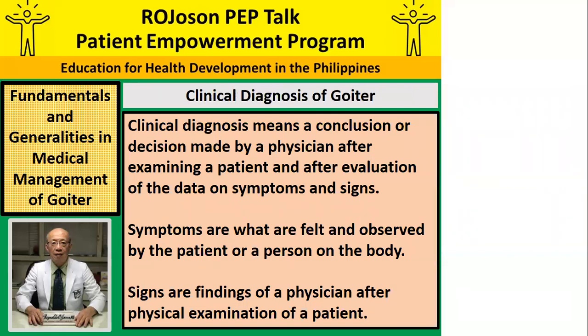The clinical diagnosis means a conclusion or decision made by a physician after examining a patient and after evaluation of the data on symptoms and signs. Symptoms are what are felt and observed by the patient or a person on the body, whereas signs are findings of a physician after physical examination of a patient.